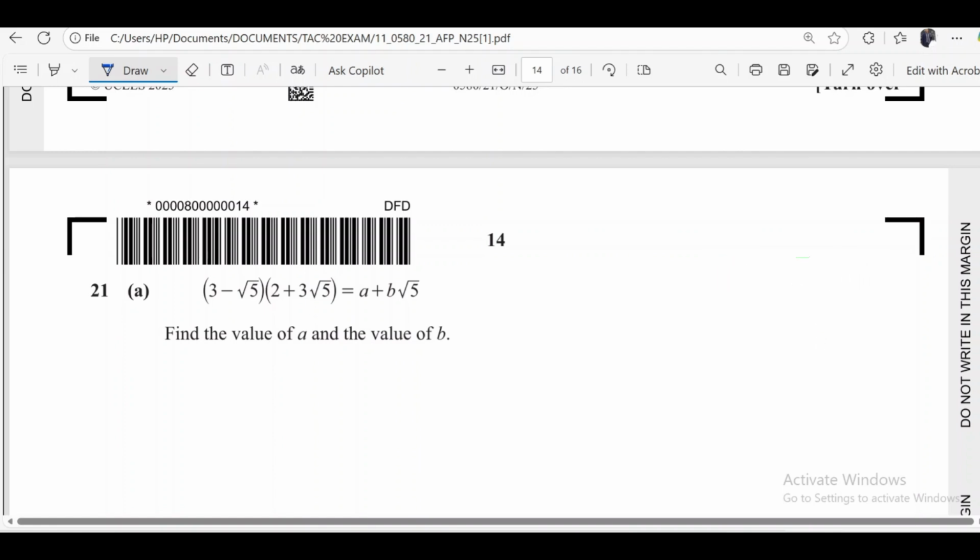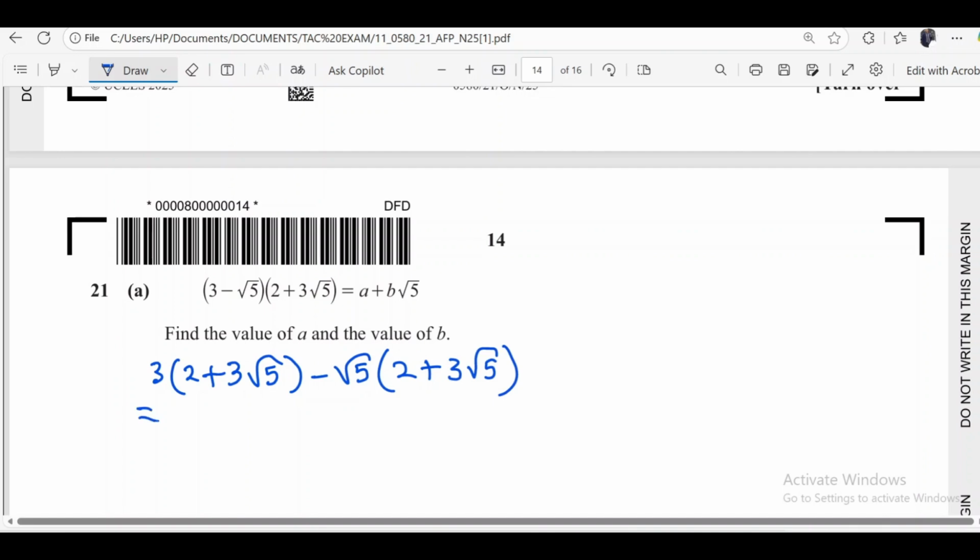Let's move on to question number 21. 21A, we are to write the left and put it in the form of the right. So we use 3 to multiply the first bracket, and use minus √5 to multiply the second bracket.